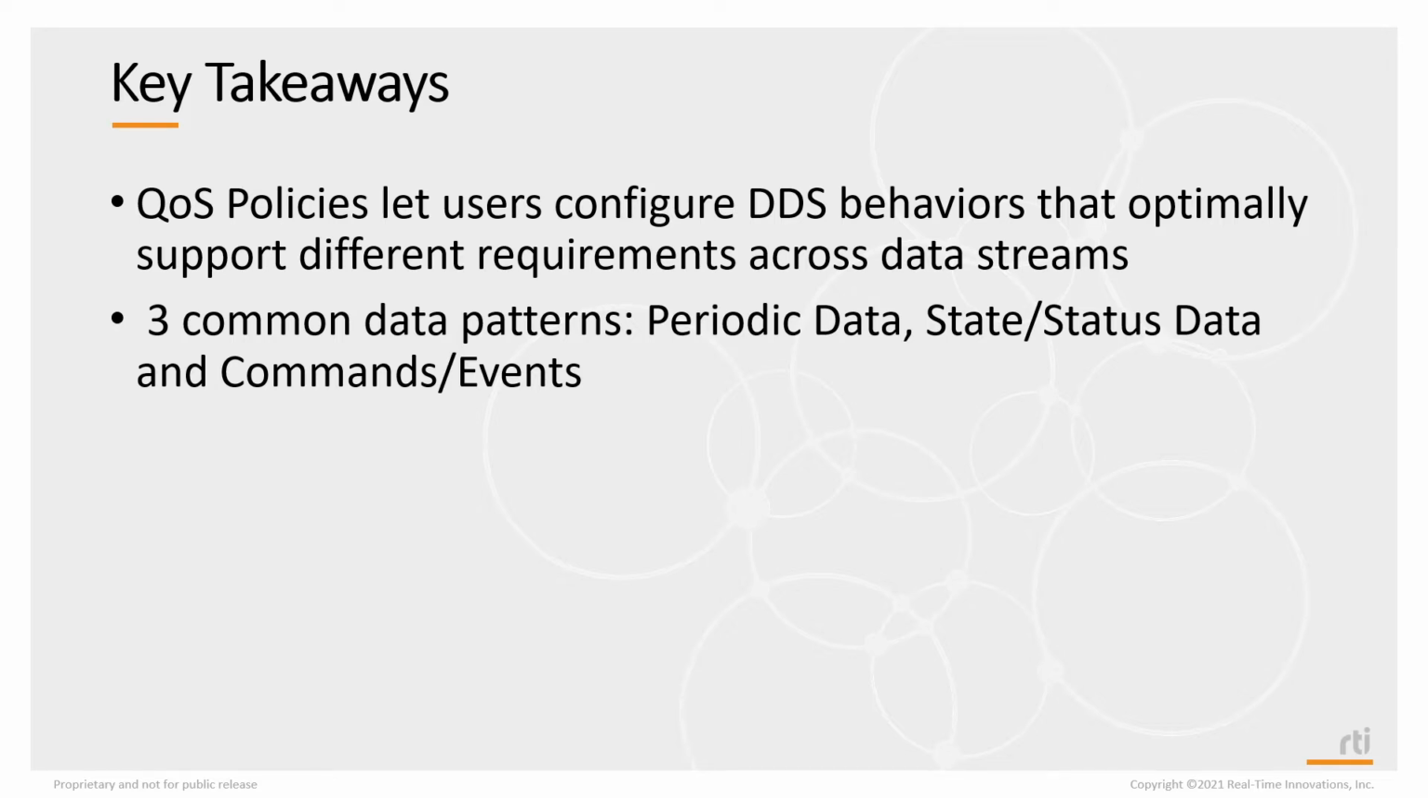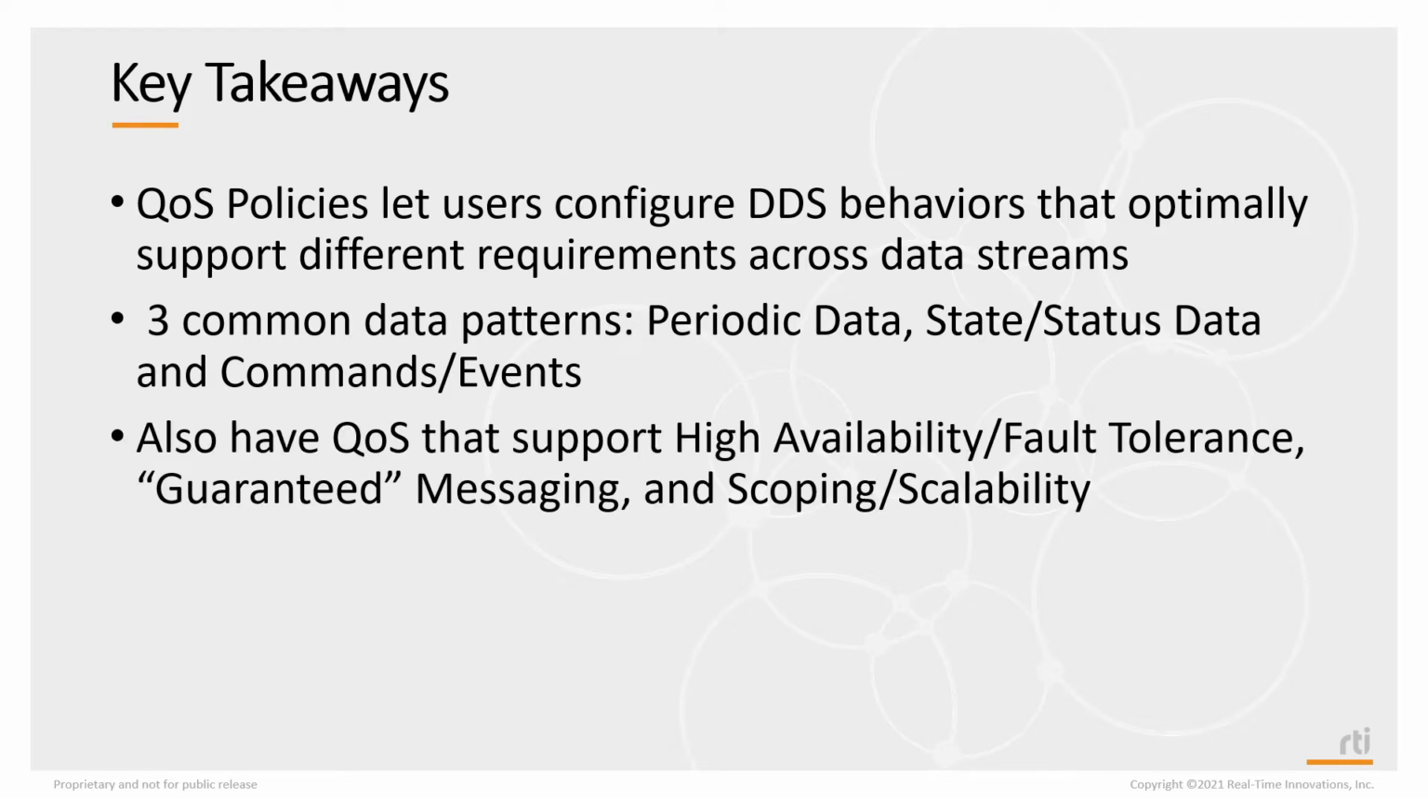There are three common data patterns that we can generally divide up communications into: periodic data, state and status data, command and event data. And then we'll see that there are different QoS policies that are important depending on what data pattern you're trying to use for a topic. But data patterns, or communications patterns, aren't the only thing that these QoS policies can help you implement, or the requirements of your system.